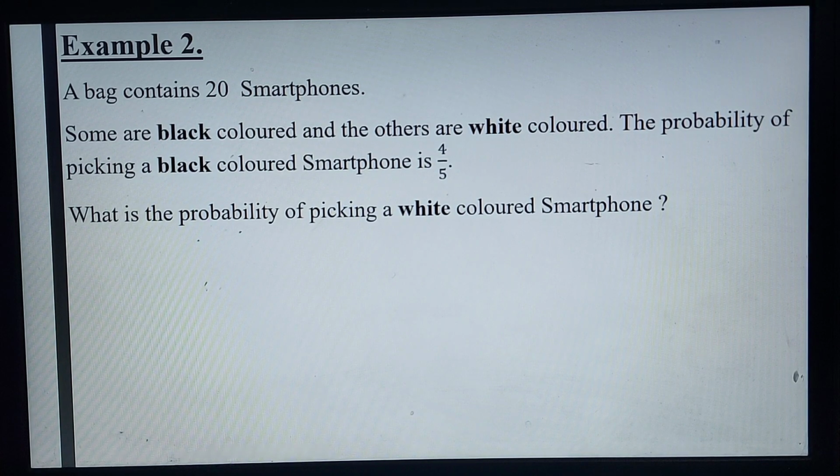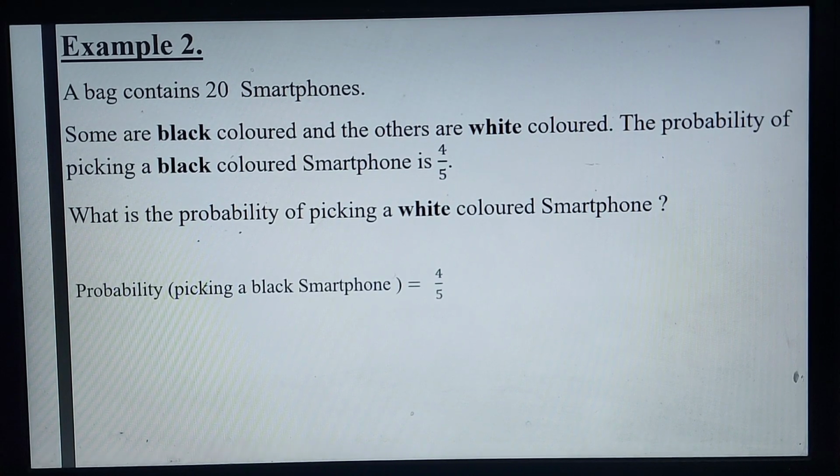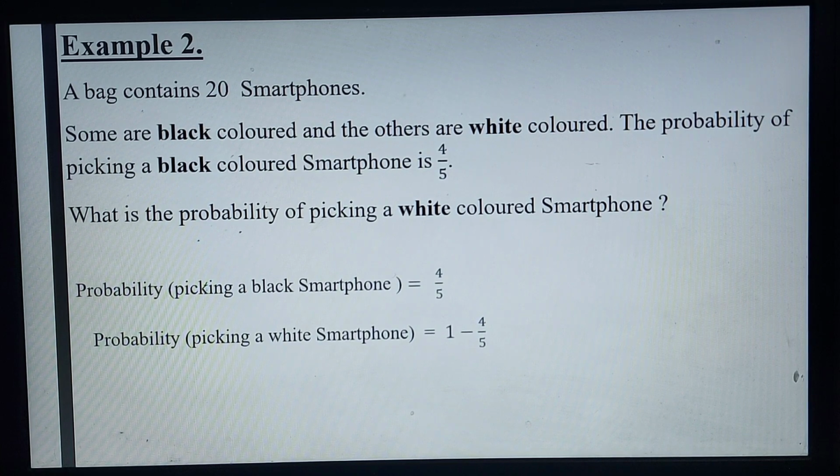So to get the probability of picking a white colored smartphone, you do the same thing. Remember from the previous slide, I said that if one outcome is the opposite of another outcome, then the sum of the two outcomes add up to 1. So to get the probability of picking a white colored smartphone, all we need to do is to subtract 4 over 5 from 1, and that will give us 1 over 5.